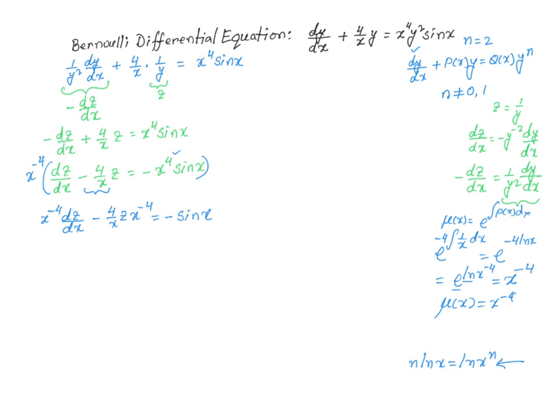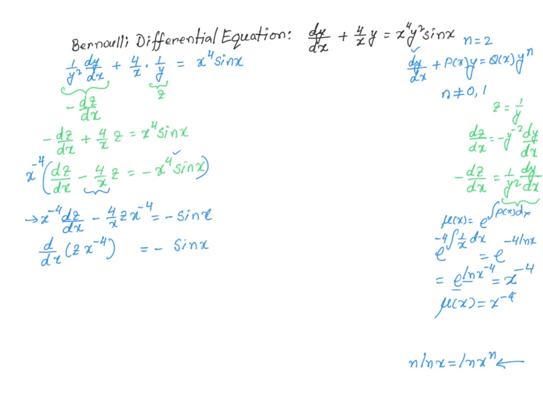So the impact of multiplying both sides by the integrating factor is nothing but making the left hand side a derivative of the product of two functions. So in this case, the two functions are this: d over dx of z times x to the power negative 4 is going to be equal to negative sine of x.